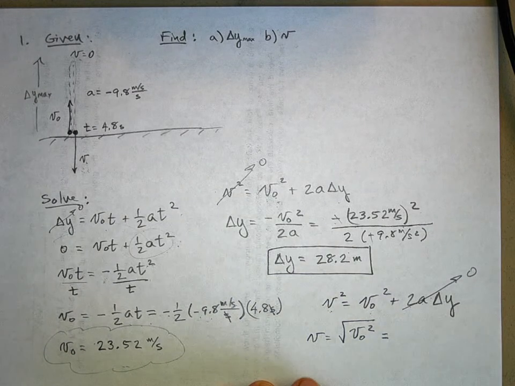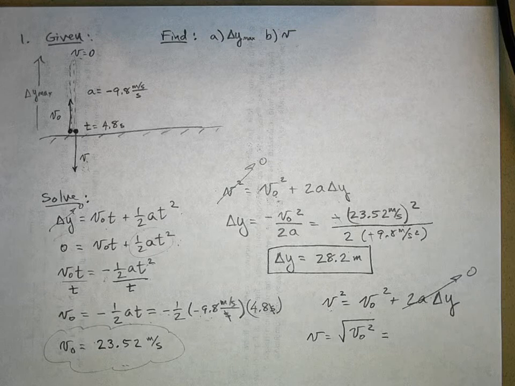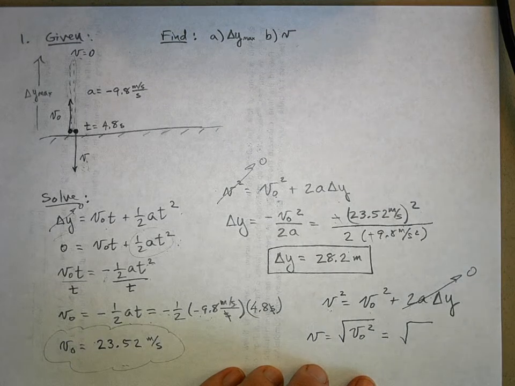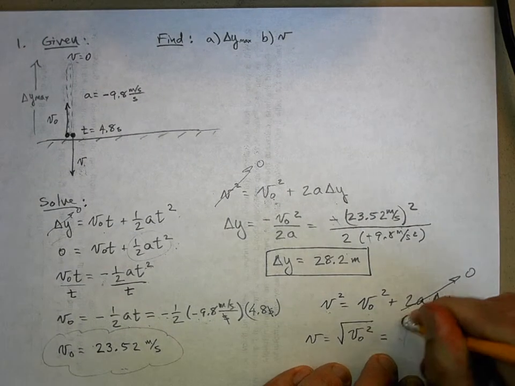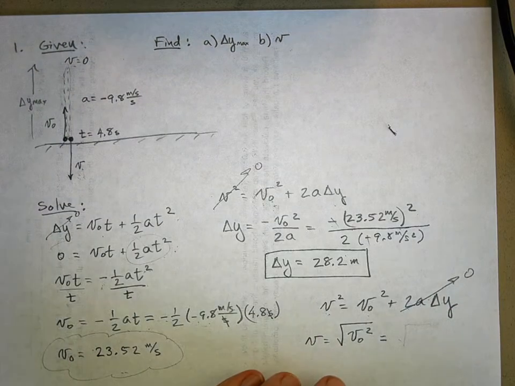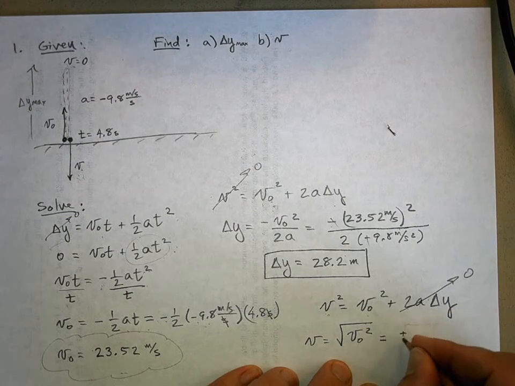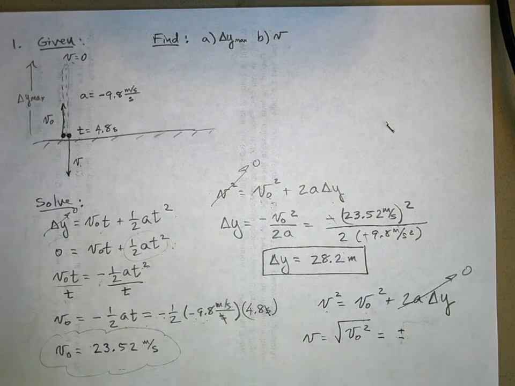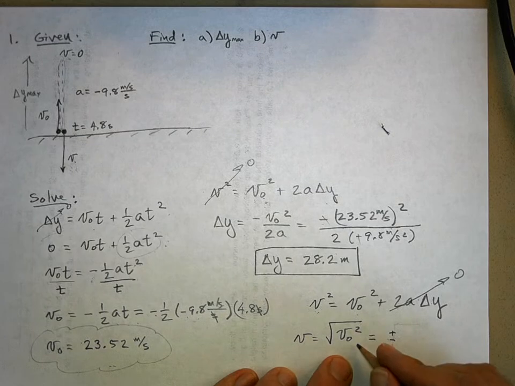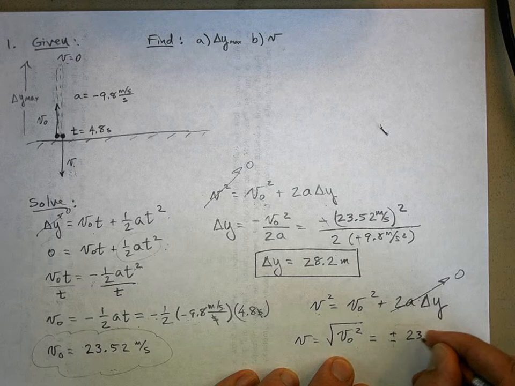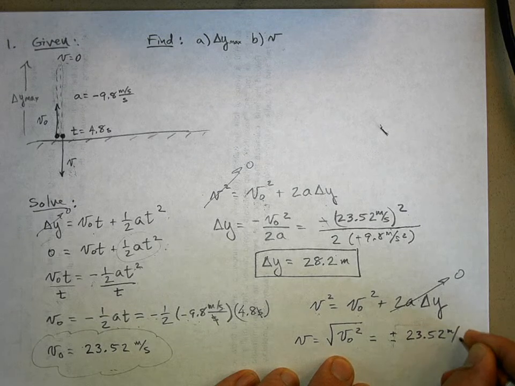What is the square root of something squared? Itself, sort of. So let's, yeah, there you go. Who said that? Nicely done. That was Connor O'Keefe who came up with that. It's plus or minus. It's ambiguous. When you take the square root of something squared, you have to have the plus or minus. And so what is V naught? V naught was 23.52 meters per second.